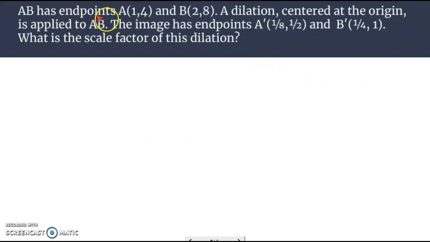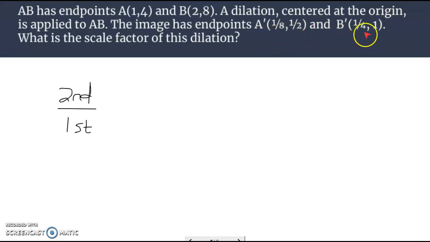Finally here, it says AB has endpoints (1, 4) and (2, 8). A dilation centered at the origin is applied to line AB, and the image has endpoints A prime, which, if you look carefully, is (1/8, 1/2), and B prime (1/4, 1). What's the scale factor? Again, determining the scale factor, second number over the first. In this case, we actually have 4 choices: the x coordinate from A, the y coordinate from A, the x coordinate from B, and the y coordinate from B. We can choose any of these and work to find the scale factor, and we get the same result.